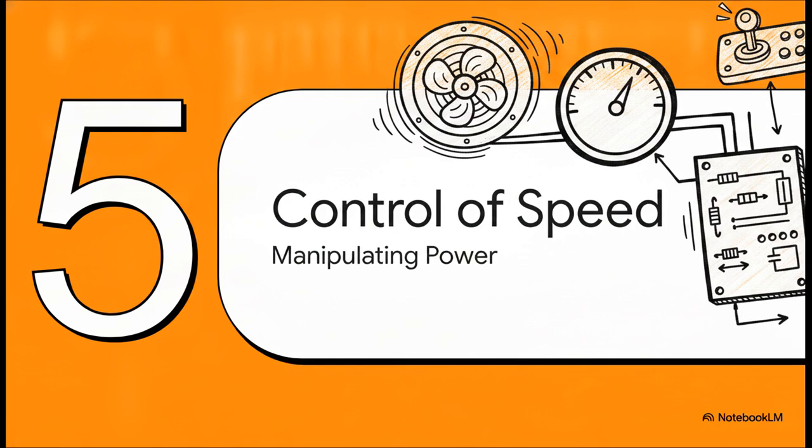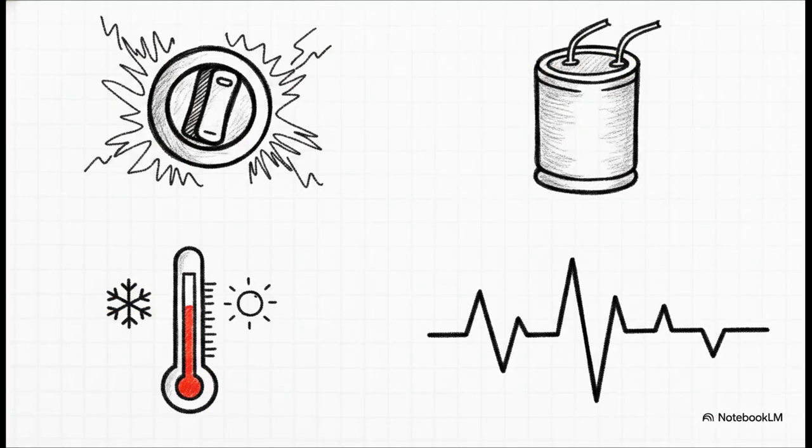Finally, Section 5, taking control of speed, how controllers manipulate power. So, we've got the perfect fan, we've beaten the static pressure, and it's perfectly quiet. But how do we actually harness and control its output? Well, we've got a few ways.